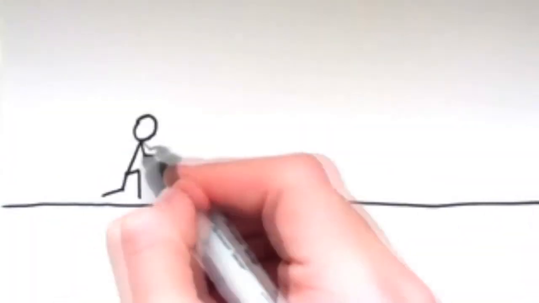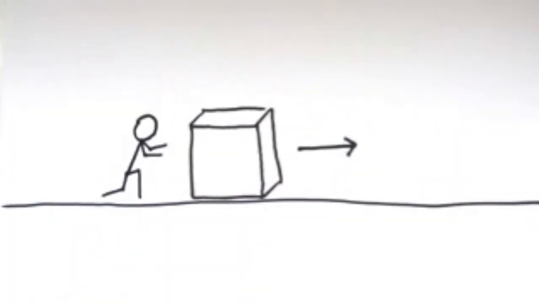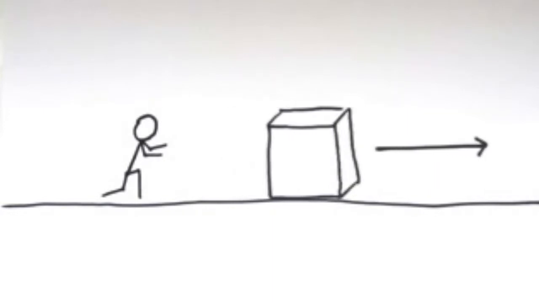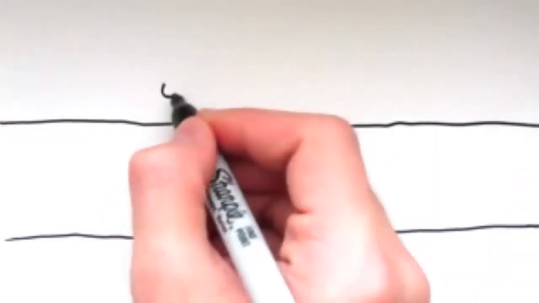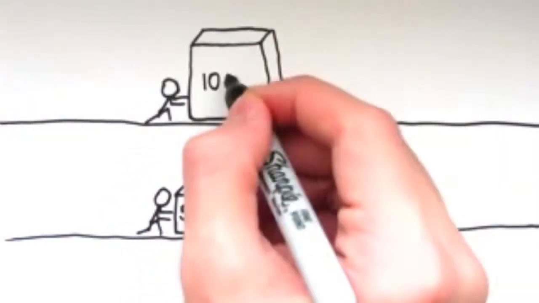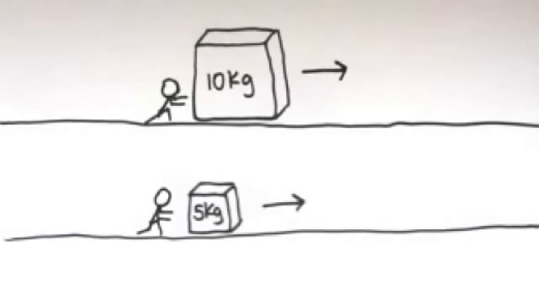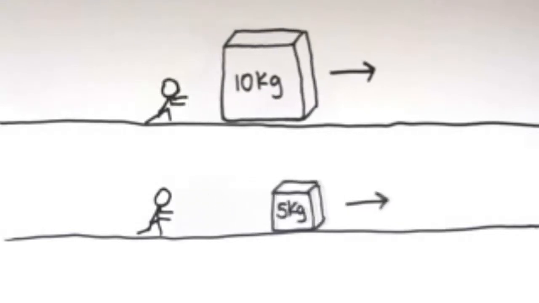An object will accelerate in the direction of the resultant force. The bigger the force, the greater the acceleration. By doubling the size of the force, you double the acceleration. Also, a force acting on a large mass will accelerate it less than the same force acting on a smaller mass. By doubling the mass of the object, you halve its acceleration.